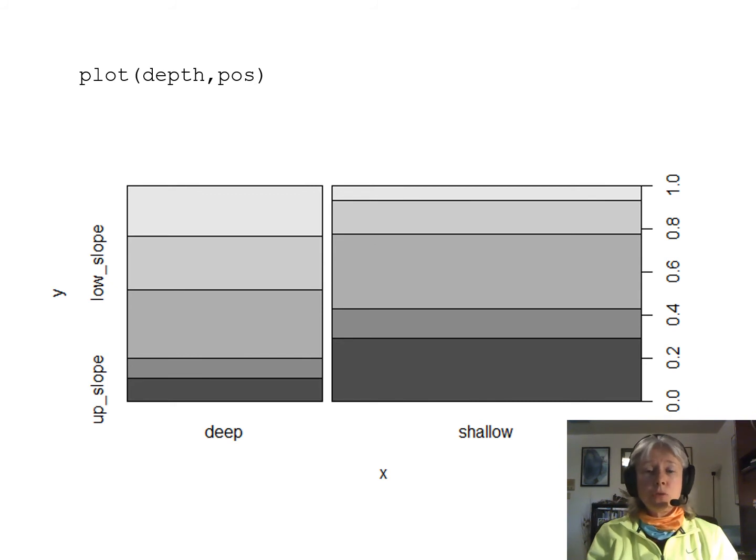And if you plot two categorical variables, then you get this. This type of graph is much more complicated to interpret. So anyway, play around with plotting different variables.